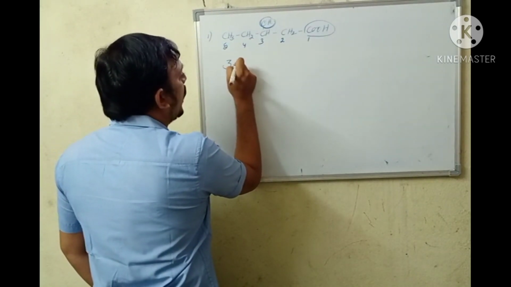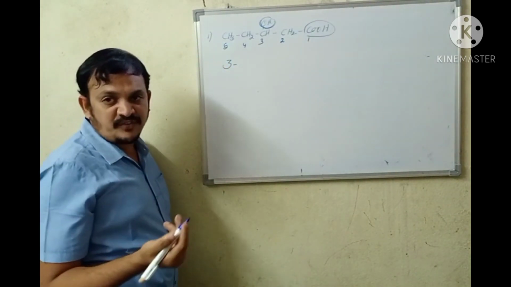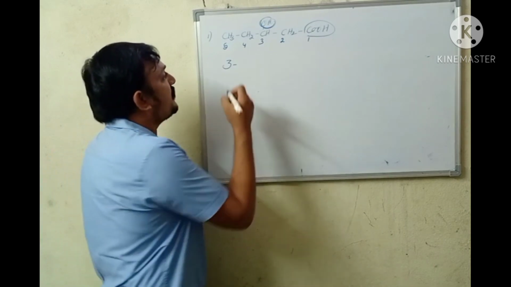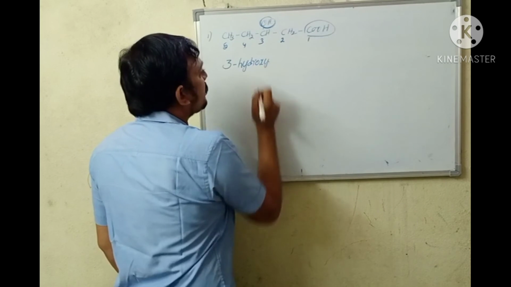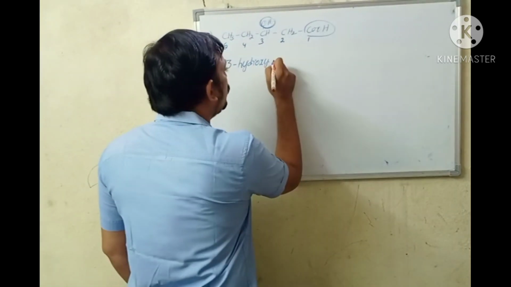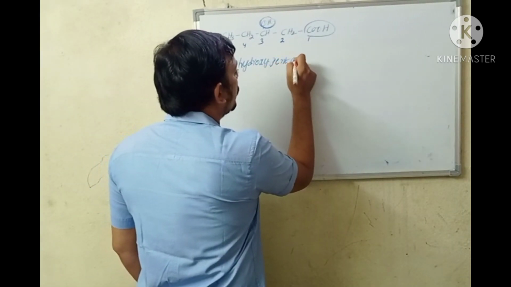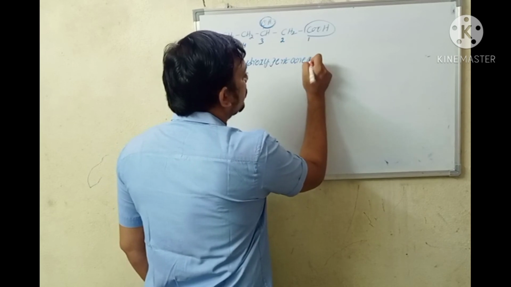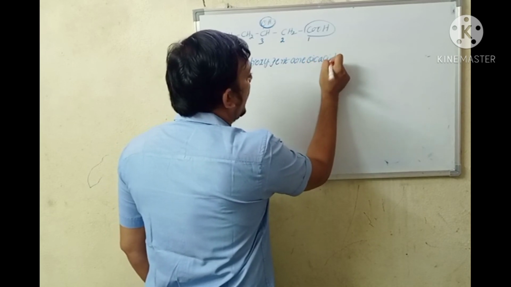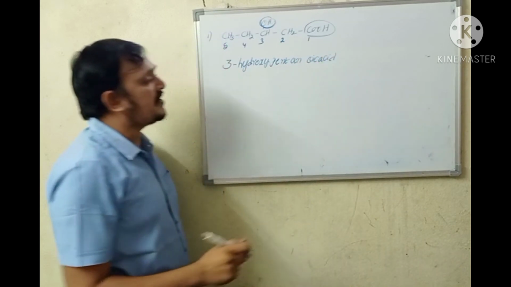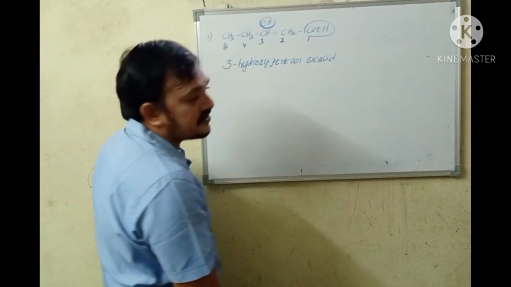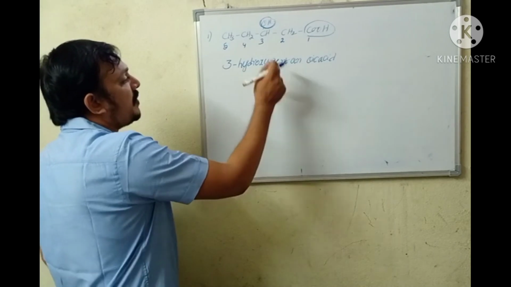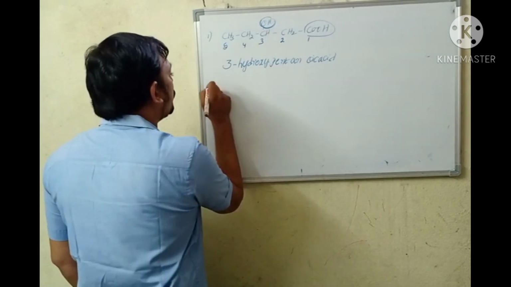So 3-hyphen. When the alcohol group is a substituent, it is to be indicated by a prefix. The prefix will be hydroxy. 3-hydroxy. Then root word pent. Primary suffix and secondary suffix oic acid. The last E of the primary suffix is taken out. 3-hydroxypentanoic acid will be the IUPAC name of that compound.